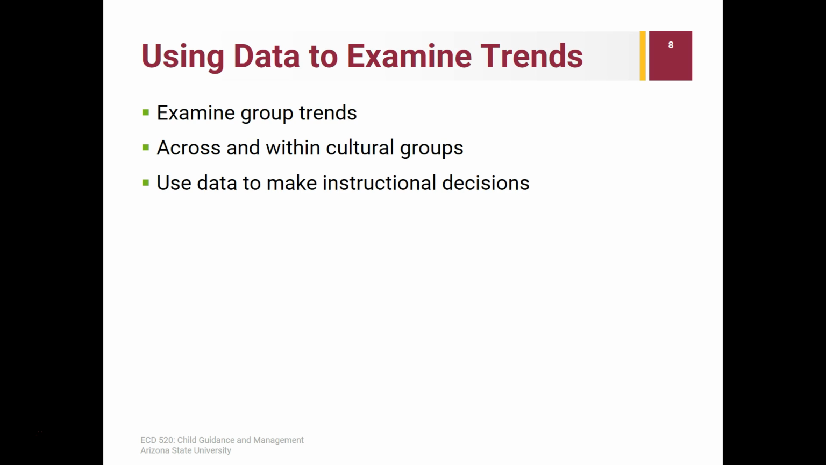The best way to effectively impact the outcomes for students from diverse cultural backgrounds is to look at student outcomes and then examine group trends that are related to culture. We must look for patterns occurring across as well as within cultural groups to ensure we are implementing culturally responsive practices. Then we must use the data to make instructional decisions. This may involve making changes or modifications for individuals or small groups of students.